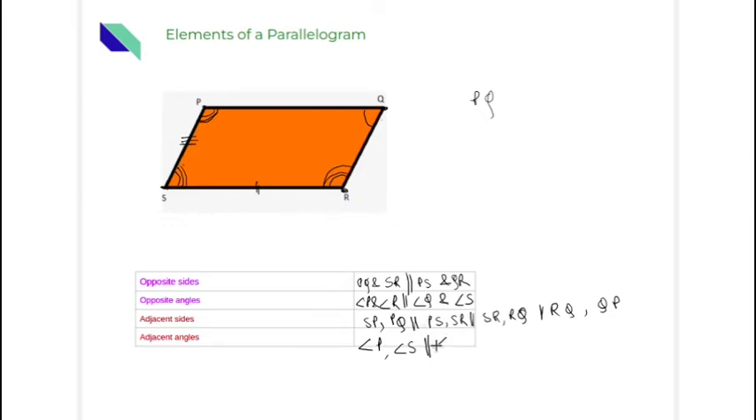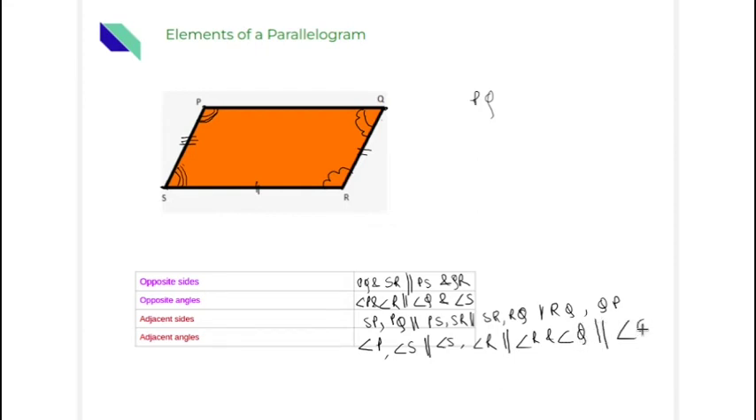Okay, so angle S and angle R are also adjacent. Now if you consider angle Q, angle R and angle Q are also adjacent. Why? Because they have RQ, this side RQ, as common, because angle R is made up of RQ and RS, and angle Q is made up of RQ and QP. That is, this side RQ is common between angle R and angle Q. So that's why angle R and angle Q are adjacent.